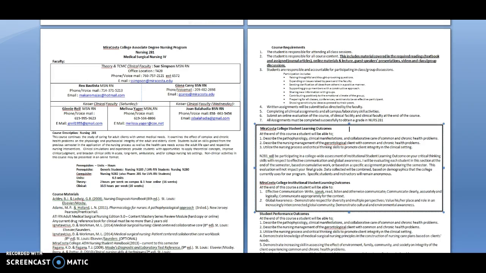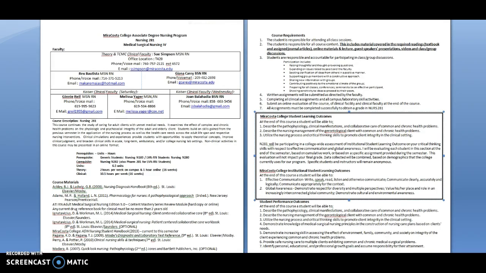Working down, page 5 begins with the contact information for me. I'm Sue Simpson. I'm your theory and one of the clinical faculty. That's my contact information there. And the other faculty are Rex Batista, he's at Tri-City, Gianna Carey, she's also at Tri-City, at Kaiser on Saturday, Ginny Ryle and Melissa Yeager, and on Wednesdays at Kaiser is Joan Balahadia.